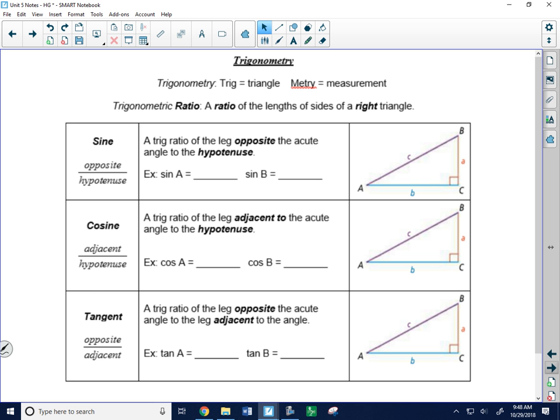I want to really get that in your head: it's similarity, based on similar triangles. Everything in trig is based on this. Any two triangles in the world that have those angles would be similar. Okay, so let's look at the first one.